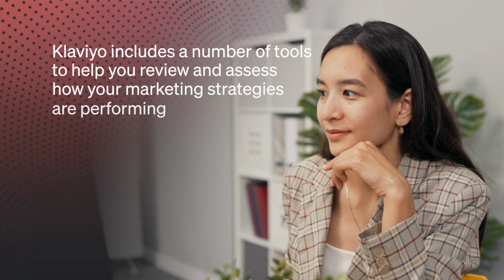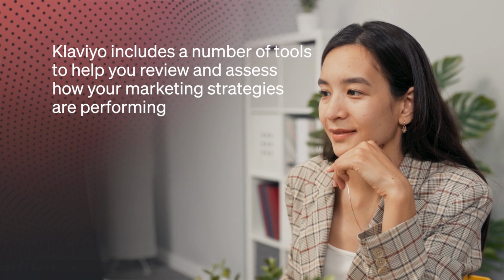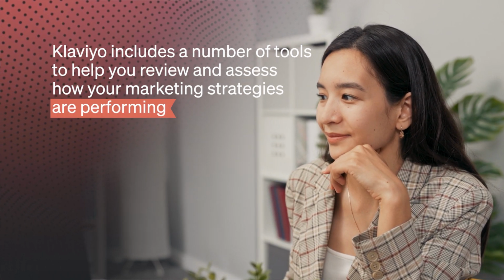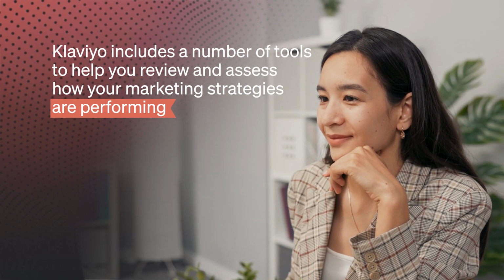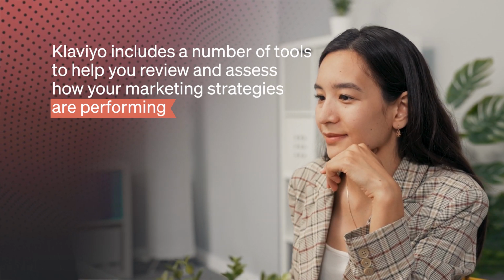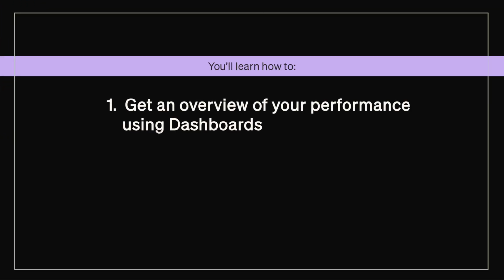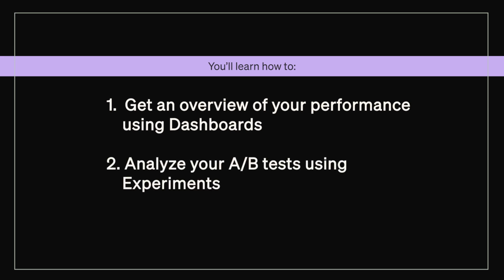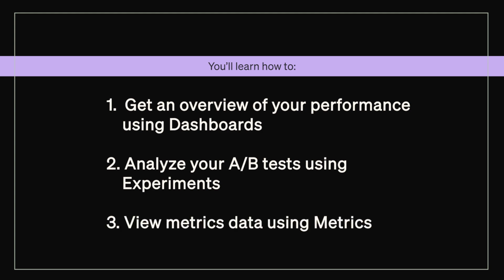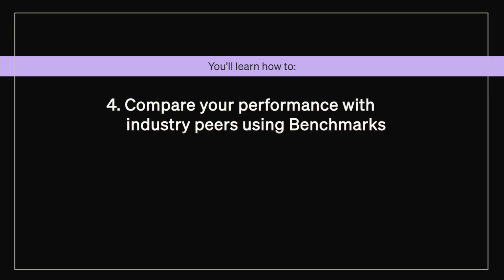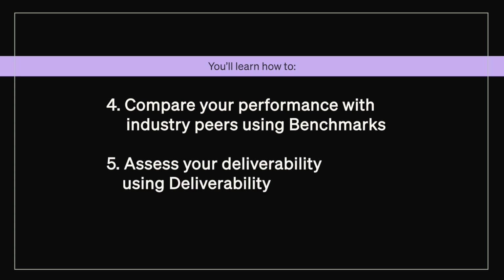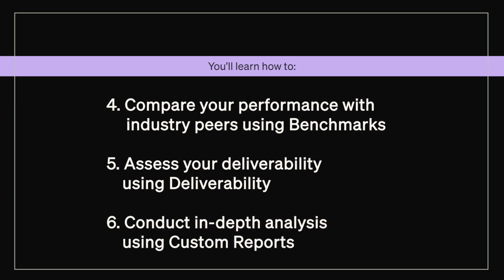Klaviyo includes a number of tools to help you review and assess how your marketing strategies are performing and where you can improve. These tools are grouped under the Analytics tab, which we'll explore in detail in this video. You will learn how to get an overview of your performance using dashboards, analyze your A/B tests using experiments, view metrics data using metrics, compare your performance with industry peers using benchmarks, assess your deliverability using deliverability, and conduct in-depth analysis using custom reports.